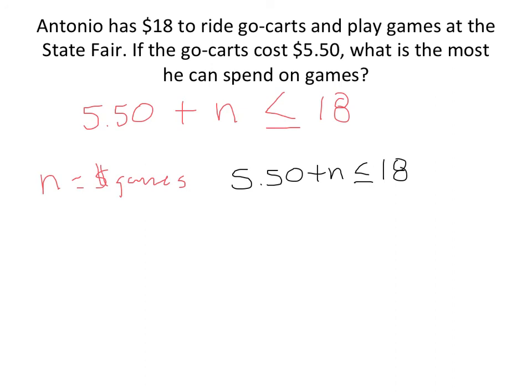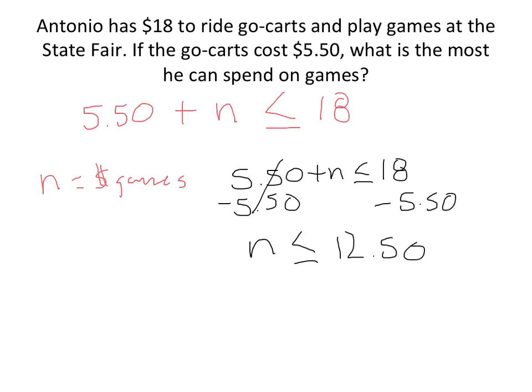The first thing I'm going to do is isolate the n by getting rid of the $5.50 from both sides. Remember that the inequality sign divides it into a left and right side. Now I have n is less than or equal to the difference of 18 and $5.50, which is $12.50. So we now know that Antonio can spend up to $12.50 on games. He can't go over it, but he can be under it.